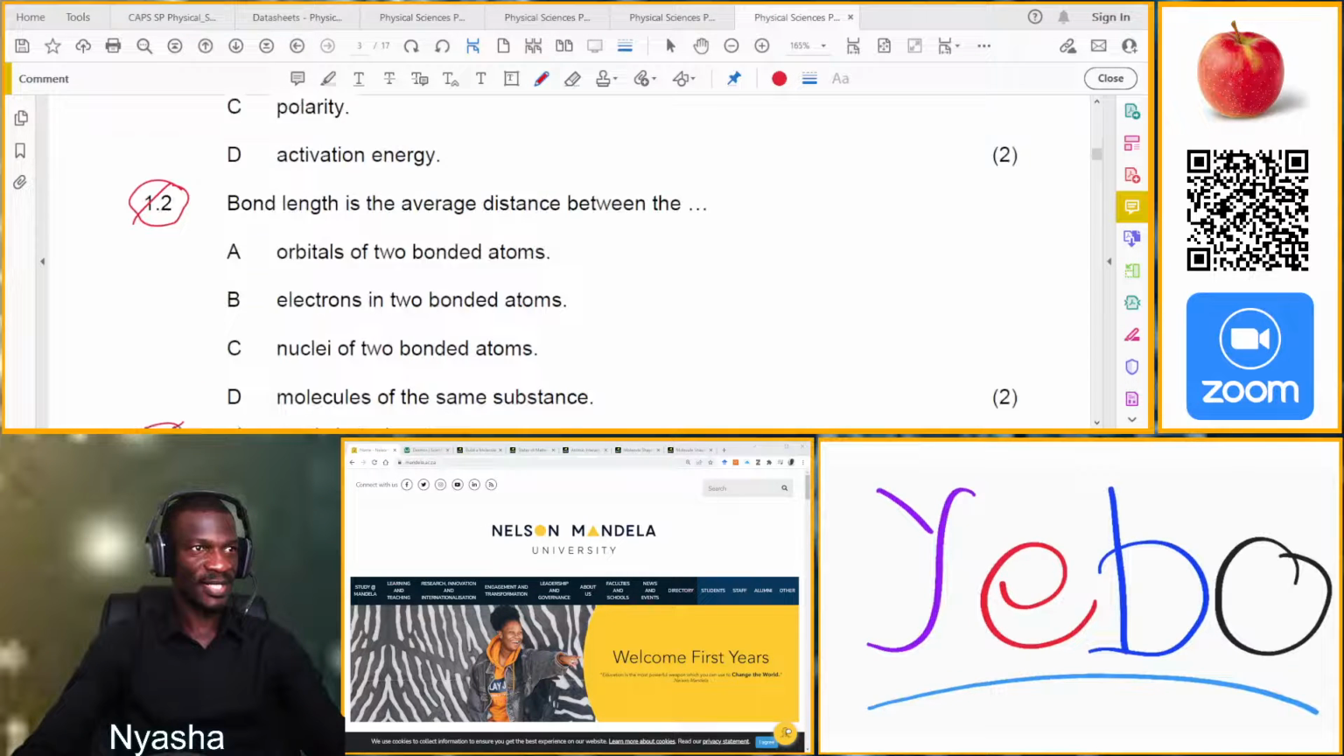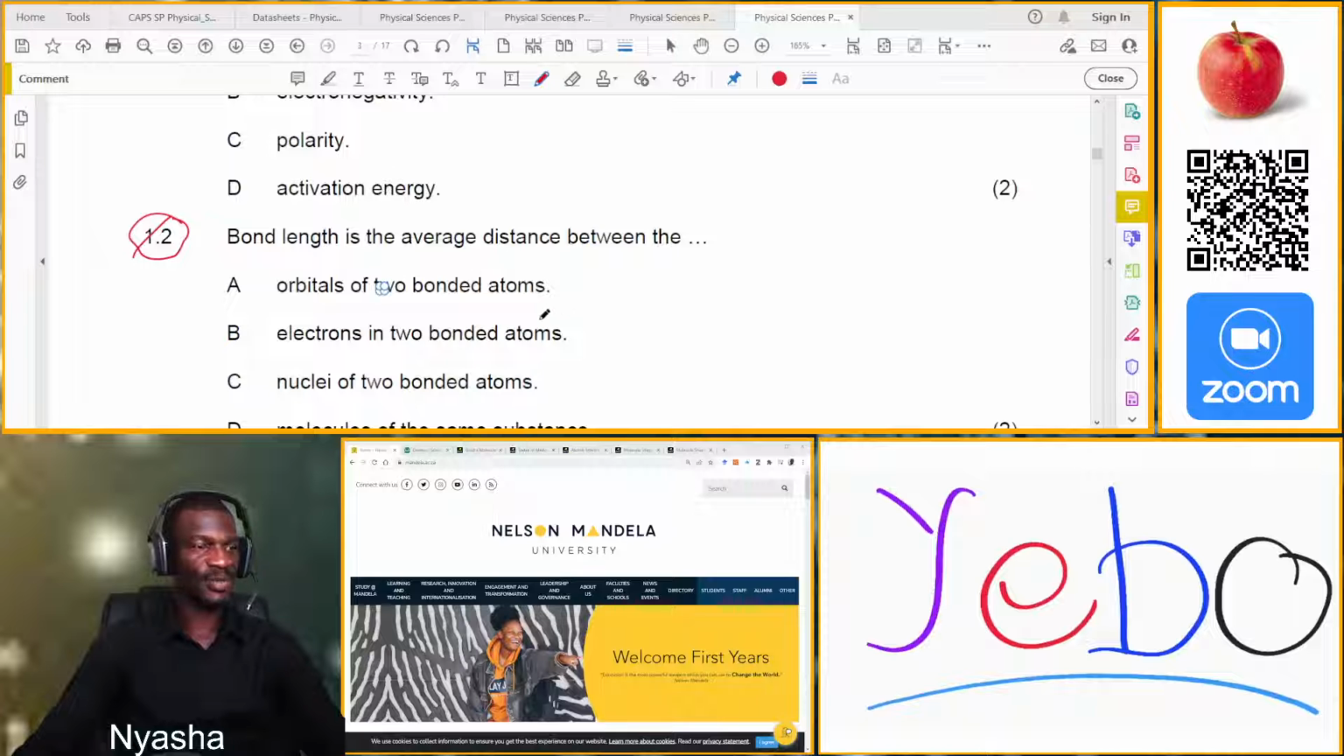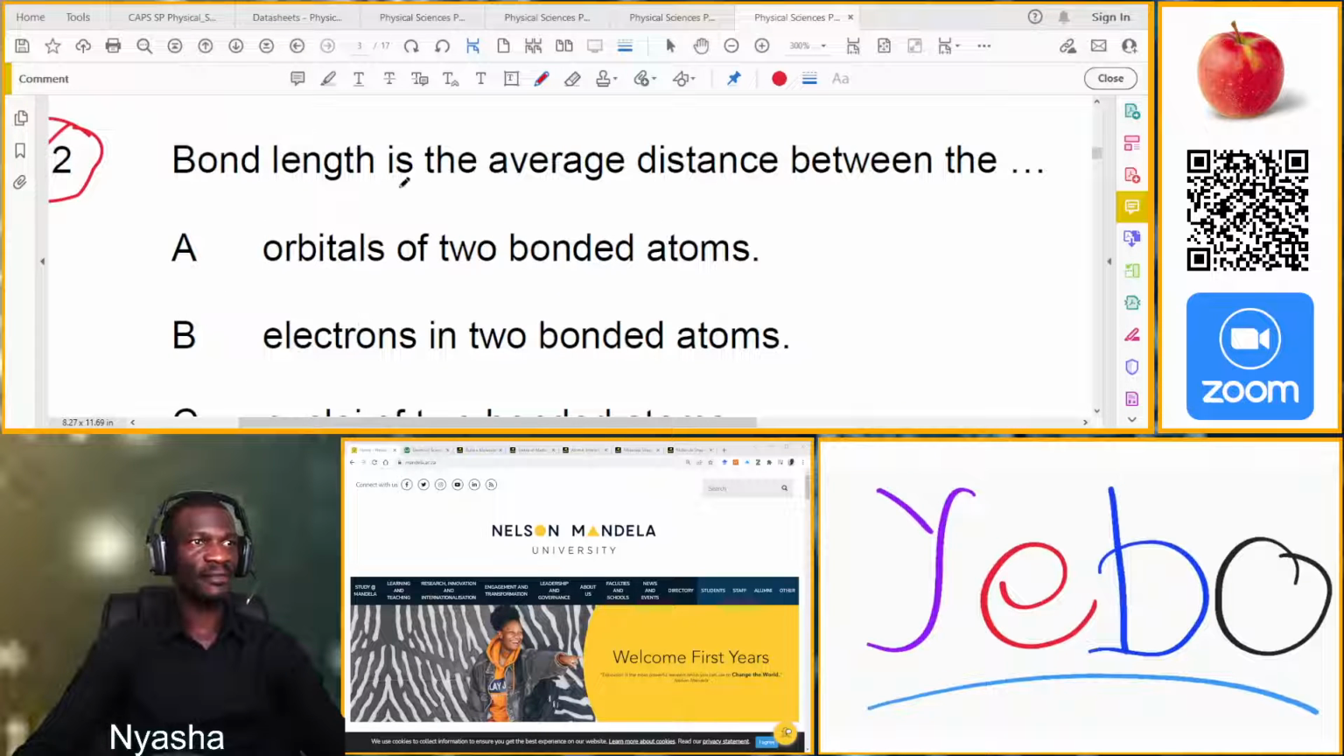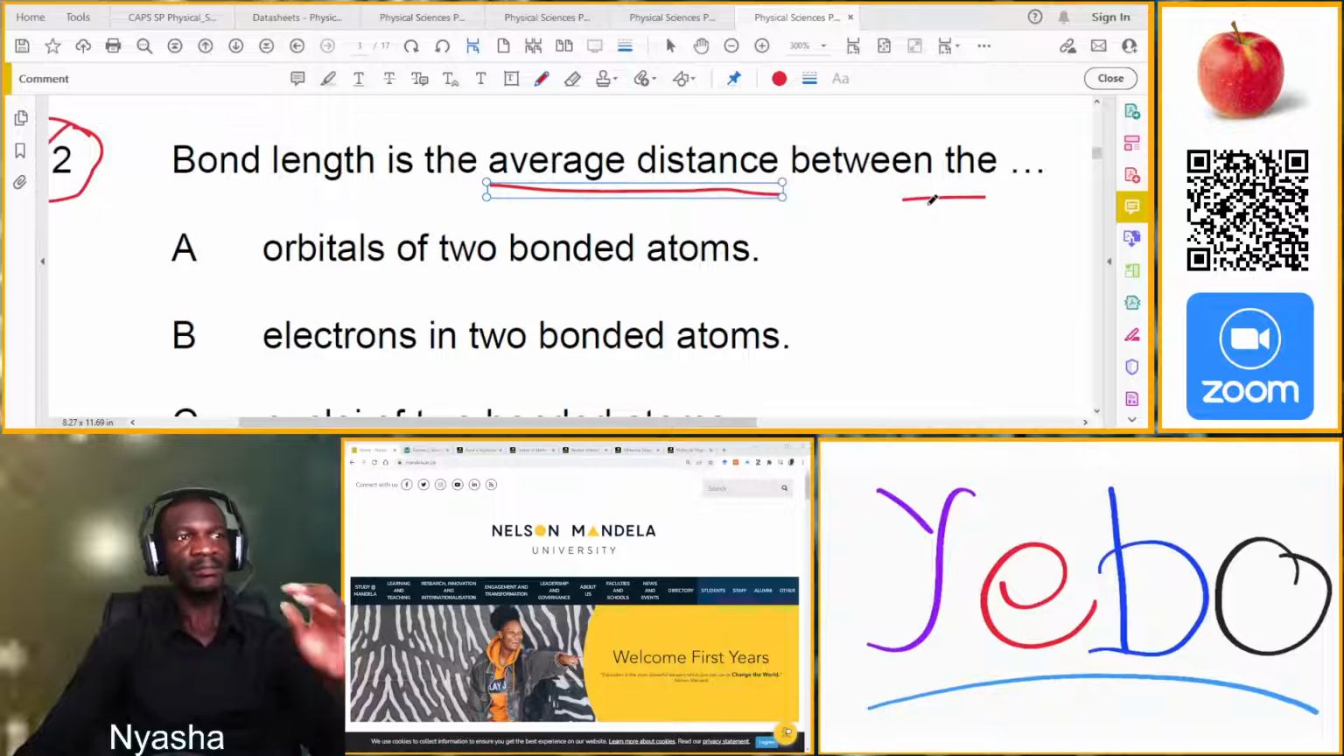So this was the question, and it has to do with the bond length. And we're looking at the average distance. And remember, this is an average distance between the nuclei. Right. So let's see the question that had that bond length. It was now being plotted as a function.